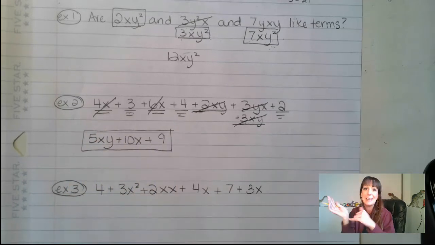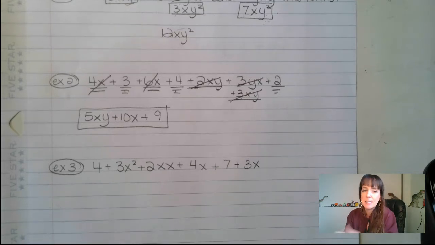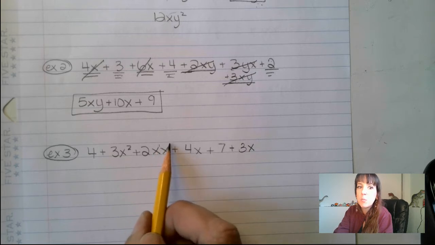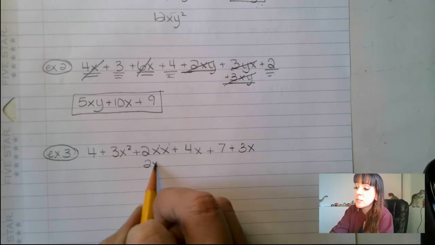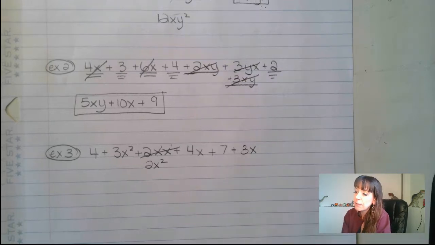We cannot combine anything else here because they aren't like terms. Okay, so again, we want to make sure things are in alphabetical order and they're nice and simplified. With this one here, I see this 2xx. Remember, it's 1 and 1. This is 2x squared, so we're going to cross that off. Okay, so everything else looks pretty good.